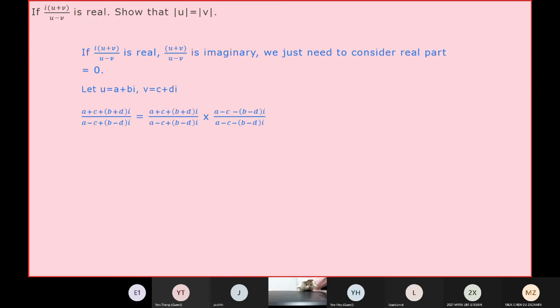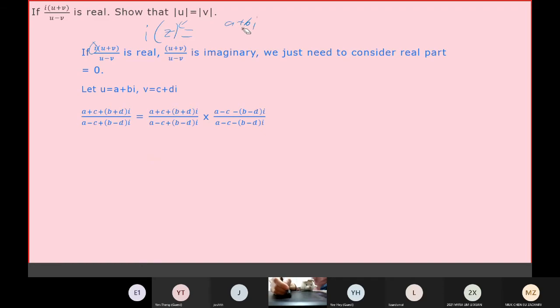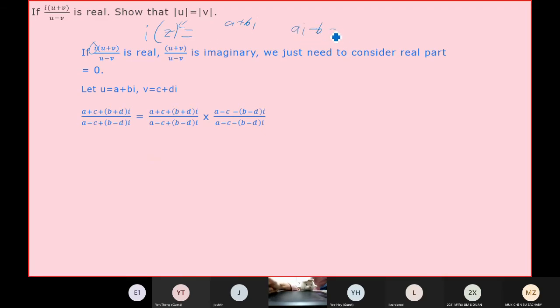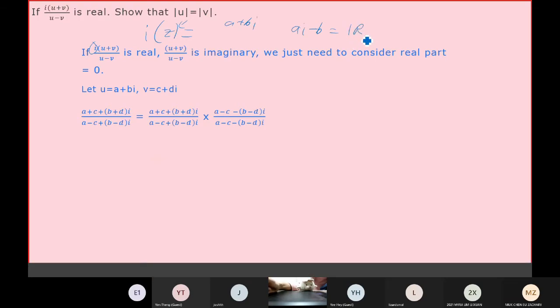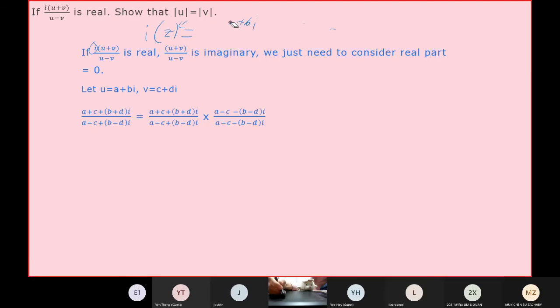If this fraction is real, then (u plus v)/(u minus v) is imaginary, because we have i in front here. I took out the i times something, a complex number, and if it only gives you a real number, this must be purely imaginary as well, right? Because if you have a plus bi, then you have ai minus b, sorry, you get a real number, you know that a must be 0. So it must be completely imaginary. That's the logic behind. We just need to consider the real part as 0.